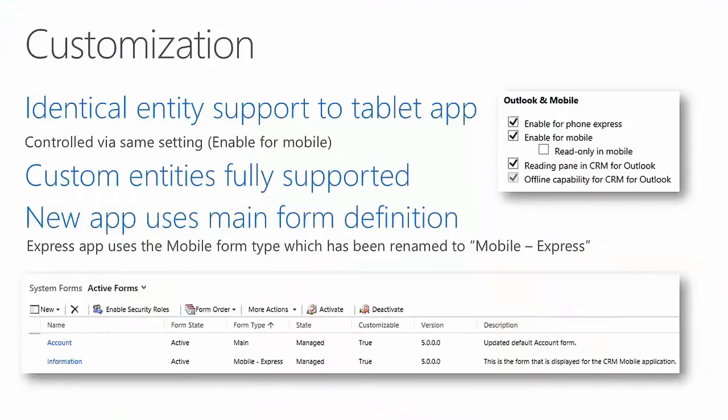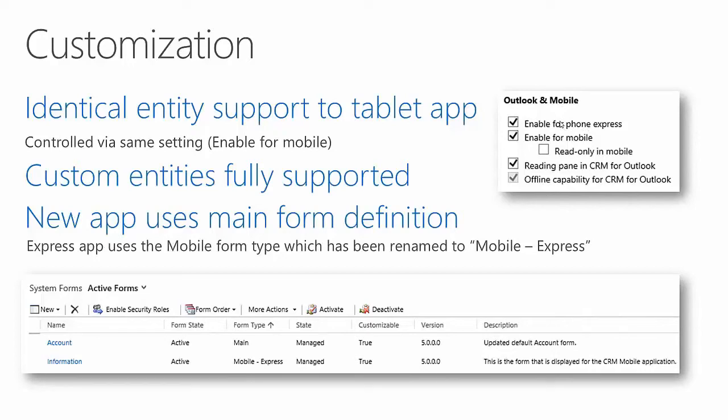The entities that are supported in the tablet app are identical to what's supported in the new phone app, and it uses the exact same setting to control whether an entity is enabled for the tablet and the phone application. And there's a different setting for the prior phone application. And you can see in the customization area, you'll locate that within each entity there's an option for Outlook and mobile settings. And the first option has been relabeled now.